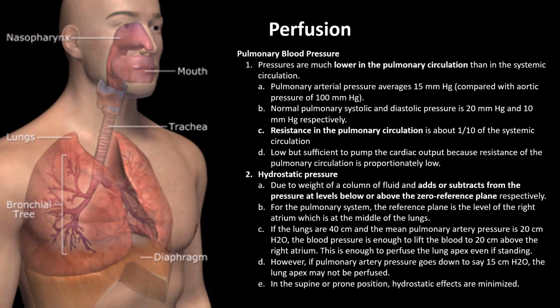If the lungs are 40 centimeters and the main pulmonary artery pressure is 20 centimeters water, the blood pressure is enough to lift the blood to 20 centimeters above the right atrium. This is enough to perfuse the lung apex even if standing. However, if pulmonary artery pressure goes down to say 15 centimeters water, the lung apex may not be perfused. In the supine or prone position, hydrostatic effects are minimized.